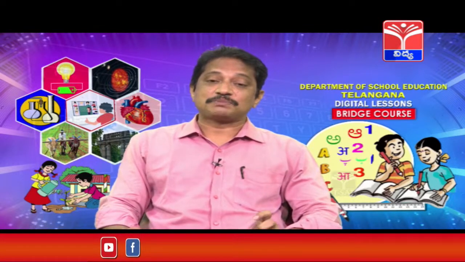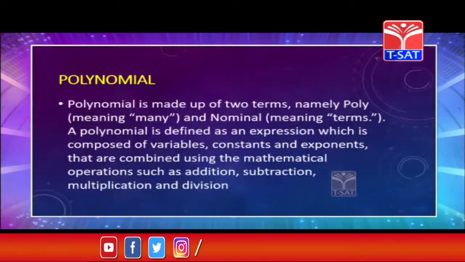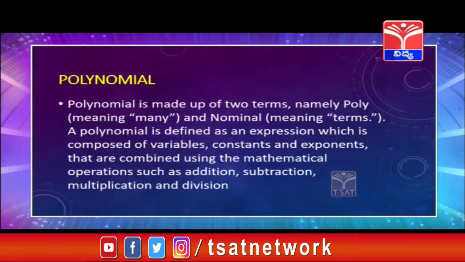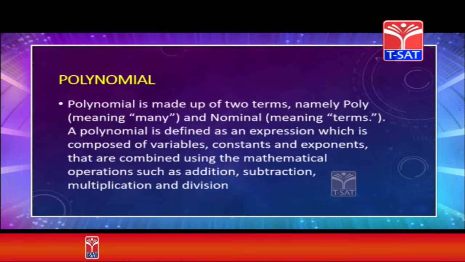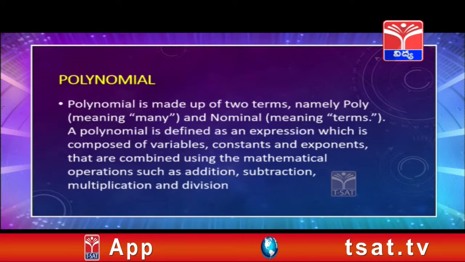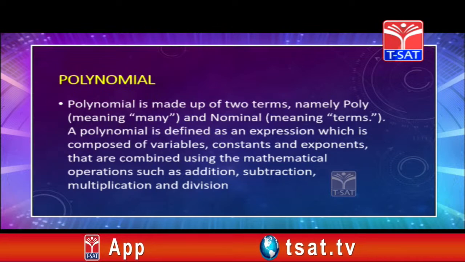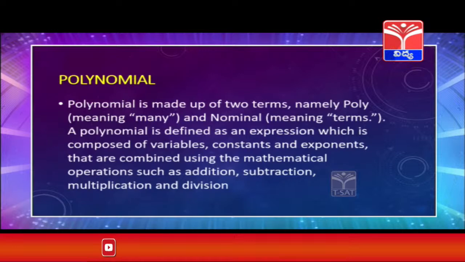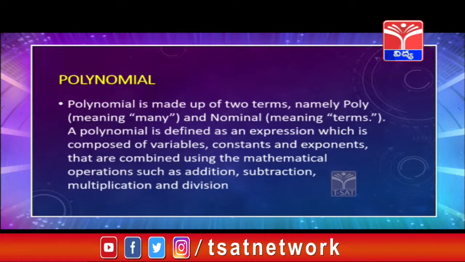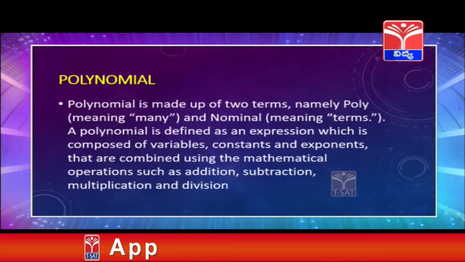I am pronouncing it as polynomials. So, what is a polynomial? Polynomial is made up of two terms, namely poly and nominal. Poly means many. Nominal means terms. So, many terms. A polynomial is defined as an expression which is composed of variables, constants and exponents that are combined using the mathematical operations such as addition, subtraction, multiplication and division.